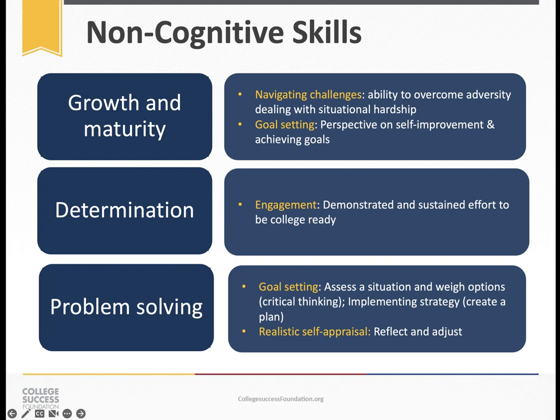The yellow words on this slide are going to correspond with non-cognitive skills on the scoring rubric. We ask you to assess students on these 5 variables. Let's break these down a little bit further to give you a better sense of what to look for. Let's start with growth and maturity. This can help show how a student can navigate challenges, set goals, or seek support.